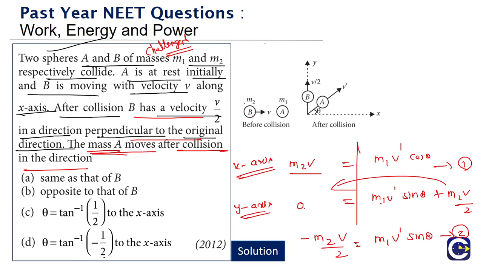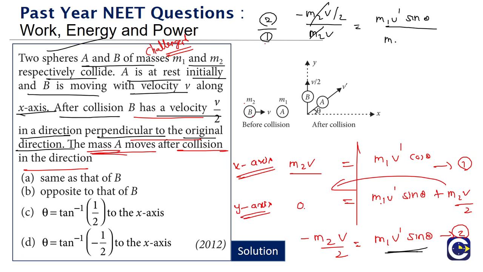Now let us just do equation 2 by equation 1. Left hand side, we'll have minus m2 v by 2 divided by m2 v. That will get cancelled. Right hand side is m1 v dash sin theta by m1 v dash cos theta, so m1 v dash is cancelled. So this is minus half, equal to sin theta by cos theta, which is tan theta. Which means theta is equal to tan inverse of minus half.